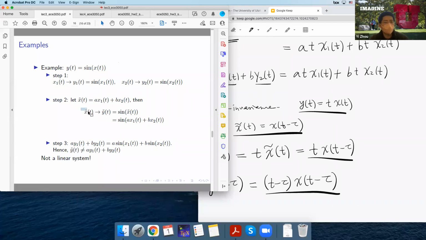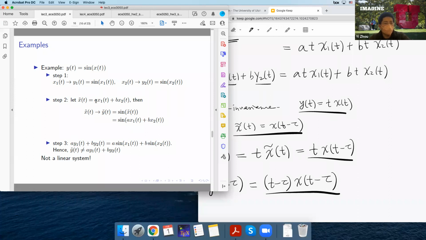Because now the input is x tilde. So y tilde is sine x tilde, but x tilde t is this linear combination. So we plug it in here. So we obtain that y tilde t is sine of ax1 plus bx2. So this is the y tilde part. And in the last step, we need to calculate the linear combination of the corresponding outputs and then compare with the y tilde that we obtained from step two.